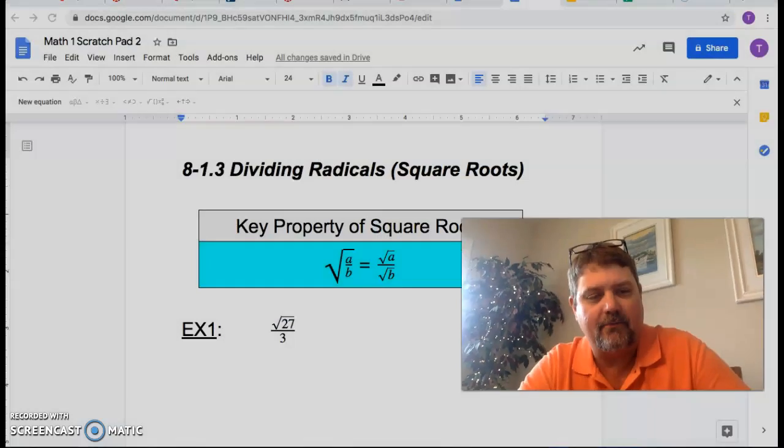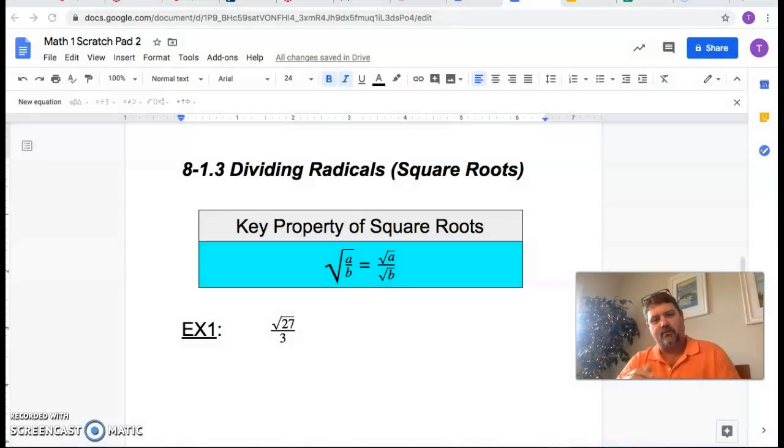This video is going to be about dividing radicals, specifically square root, because that's really all we're going to need in our geometry module. Let's get right to it, because this might take a couple of minutes. If you're taking notes, this is 8.1.3, dividing radicals. And for you algebra people out there, yes, there's a lot more that can be said about this than what I'm going to do, but it'll be sufficient to get us by.